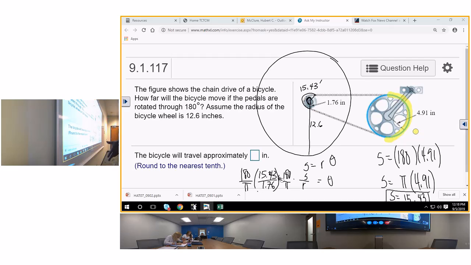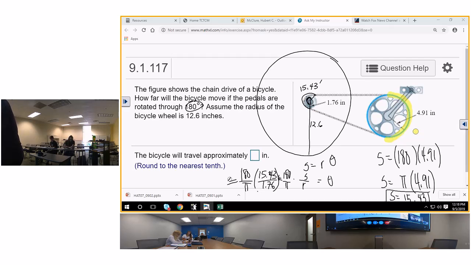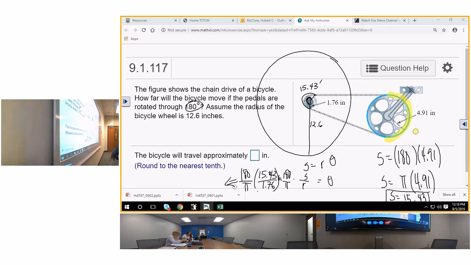This is to the whole degree, so just give me a whole degree. We may be wrong on this one, but it may be because of rounding, because I don't know how far they want us to go with the degree. I'm just going to assume that this is going to be to the nearest degree. What do you get?